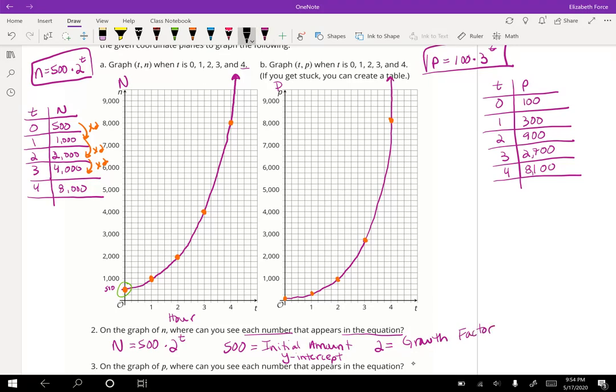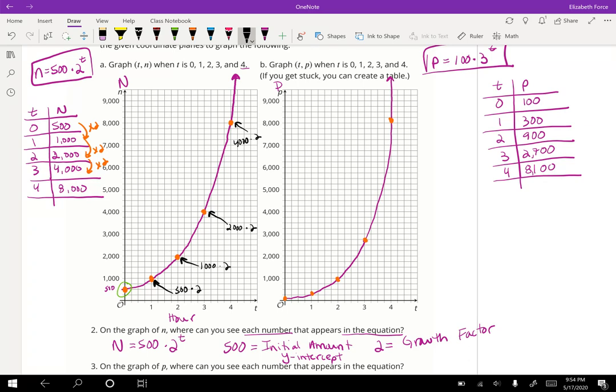And I'll show you, right? This 1,000 came from 500 times 2. This 2,000 came from 1,000 times 2. This 4,000 came from 2,000 times 2. And this 8,000 came from 4,000 times 2. So it's your growth factor.